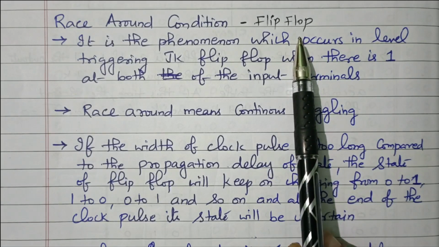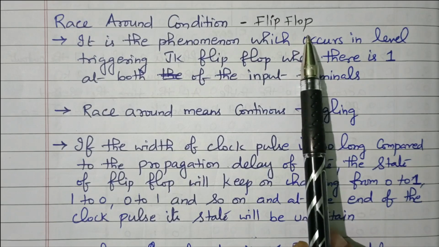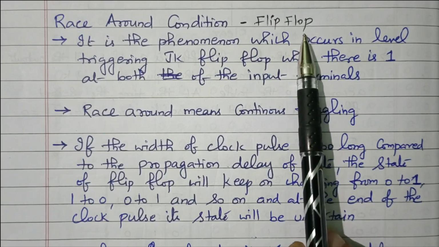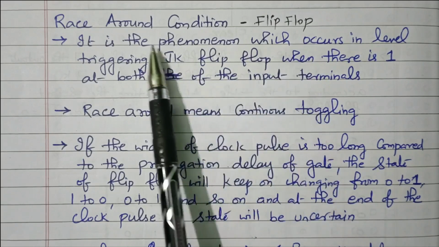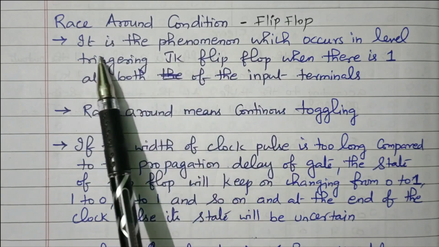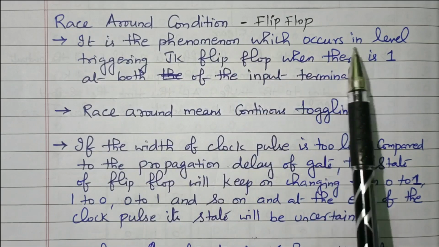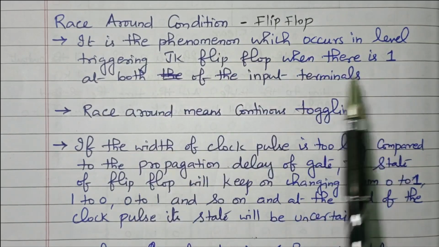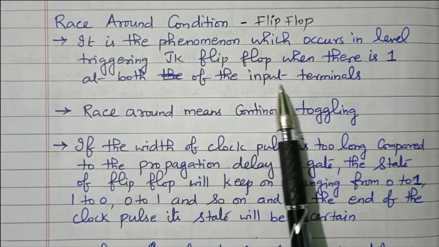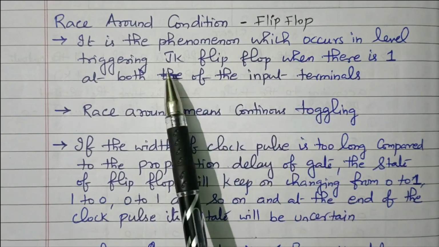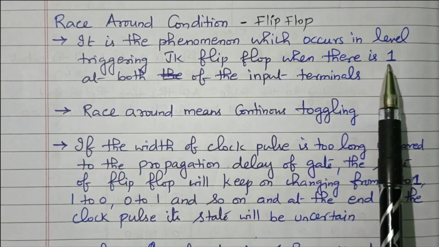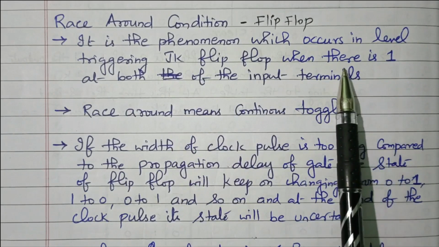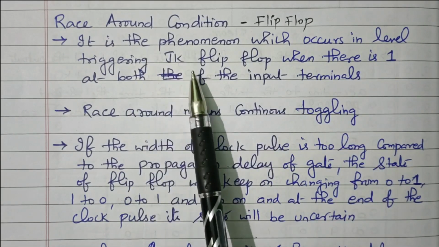The input and present state of output will decide the next state of output. That is the basic of the flip-flop. So in this, what is the race around condition? It is the phenomenon which occurs in level triggering JK flip-flop when there is a 1 at both the input terminals. For example, in JK flip-flop, the J value as well as K value is 1. Both are 1. In that case, the race around condition exists.